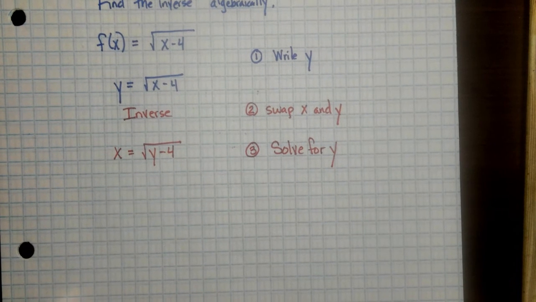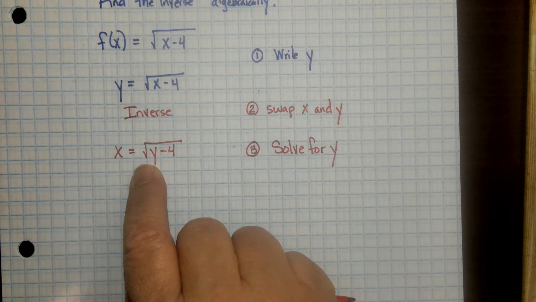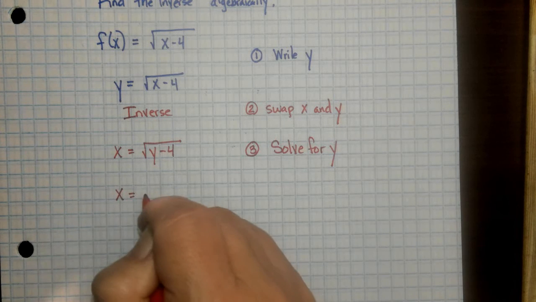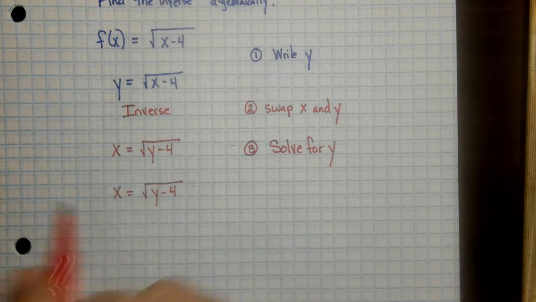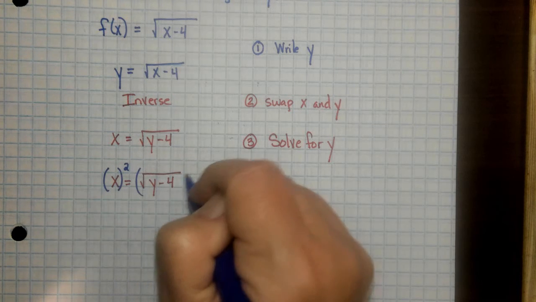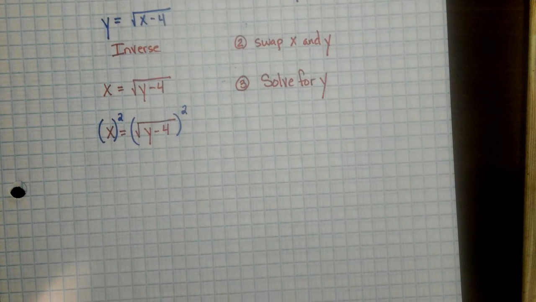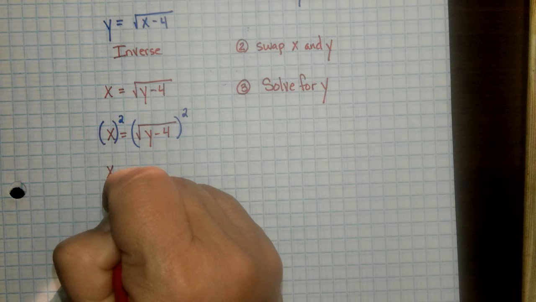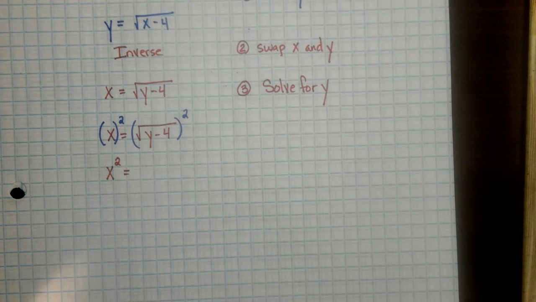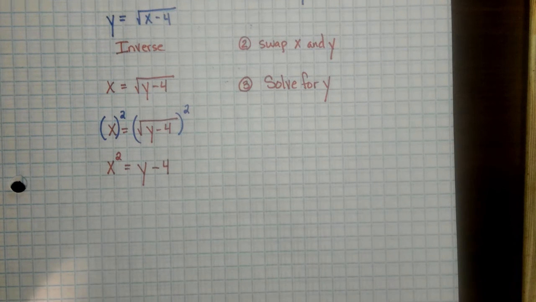So in this case, if I want to get this y by itself, I need to eliminate my square root. So how do I undo a square root? I square it. So I'm going to take what I have here, exactly as written, and I'm going to square both sides of my equation. Square this side and square this side. So my left side is going to become x squared. And on my right side, my square root and my squaring undo each other. And now I have y minus 4.